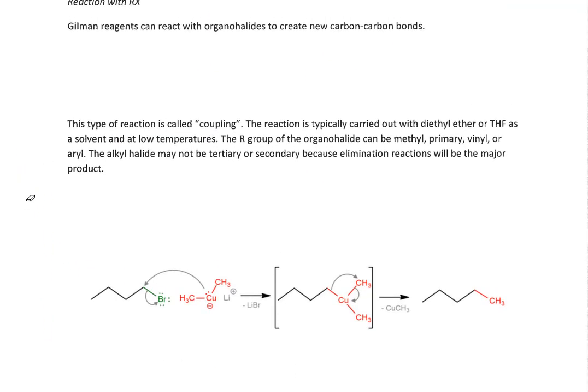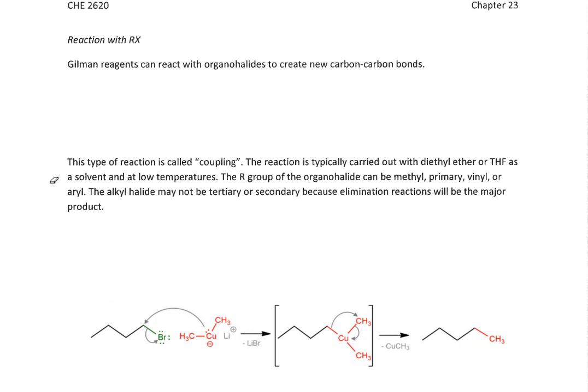Okay, so then as we get toward the end of this chapter, let's talk about another thing that Gilman reagents can do. Gilman reagents can actually undergo SN2 mechanisms. So they can react with organohalides, so like this, plus whatever your Gilman reagent is, let's just put a general R group there, to create new carbon bonds. So here I had 1, 2, 3 carbons, and then my R group attaches, right? And you're left over with some copper and lithium.